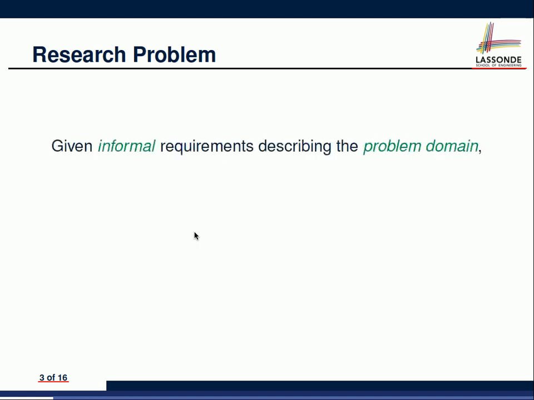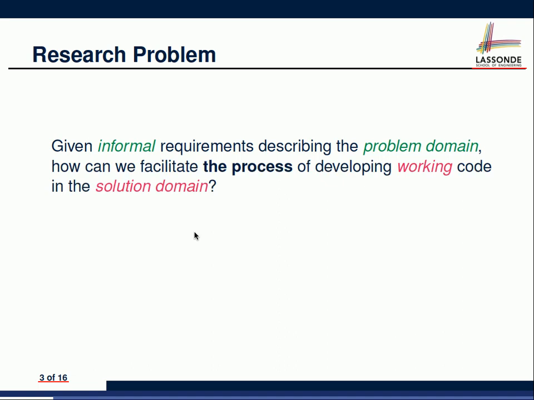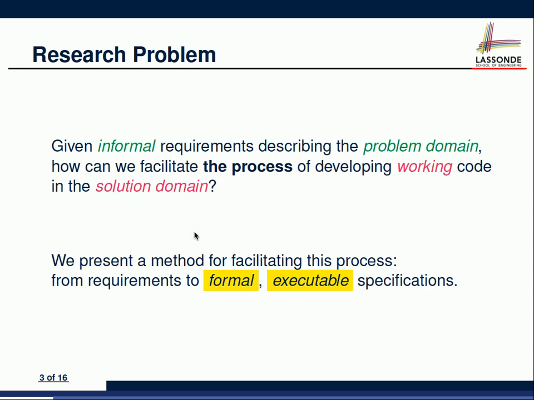So given informal requirements, like what I just said about the e-health system in the problem domain, how can we facilitate the process of developing working code in the solution domain? So over here, I emphasize the process. We do not want to jump directly from problem into solution. We want to have some intermediate specification that is both precise and executable, so we can run some tests on our specification for the requirements. So that would be our proposed method overall. We want to develop any critical system, safety critical system, or mission critical system in the same way.